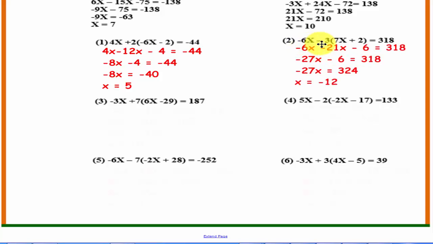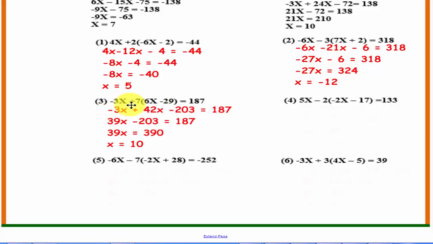Here we have negative 6x minus 3 times the quantity 7x plus 2 equals 318. Then negative 6x minus 3 times 7 is negative 21x, and 3 times 2 is negative 6 equals 318. Negative 6x plus negative 21x equals negative 27x. Negative 27x equals, here we're going to add a positive 6 to this side, and we add it to this side as well, and we're equal to 324. Divide a negative into a positive, x equals negative 12. 27 divided into 324.